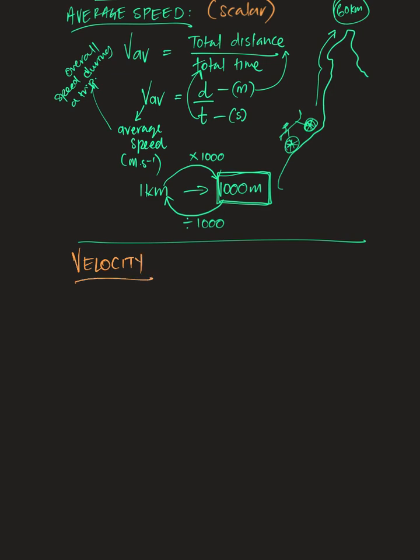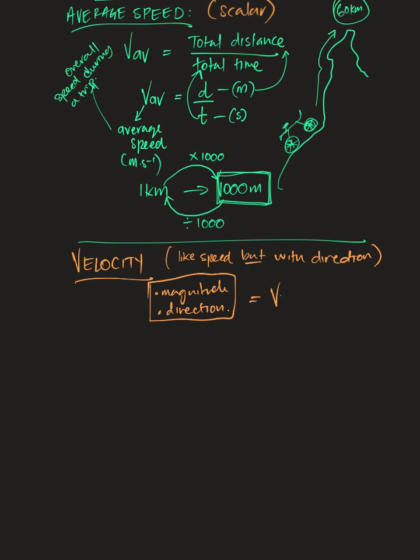All right. Velocity is like speed, but with direction. So it must have magnitude, it must have a size, and it must have direction. Magnitude and direction, because velocity is a vector quantity. So when I have my answers, I must make sure that I write it with a direction. All right.